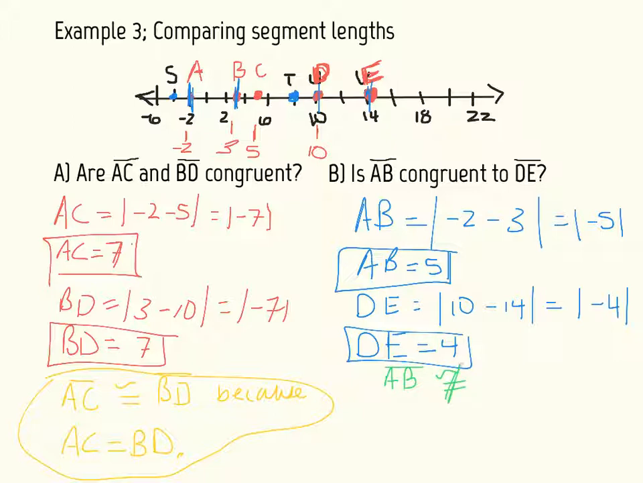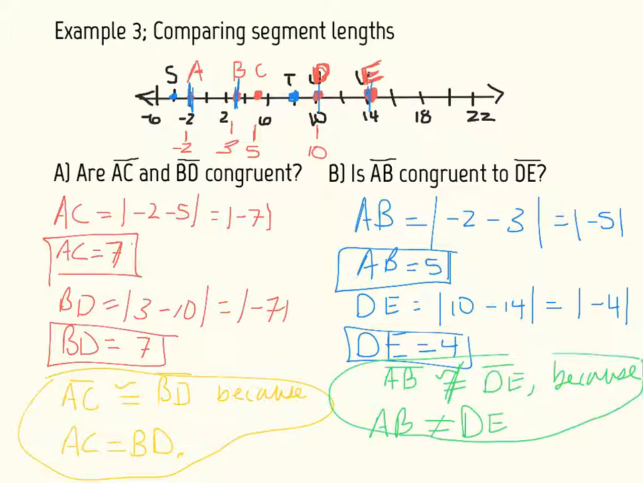Since they are not the same, what we can say is AB, the segment AB, is not congruent to, so just put a slash through it, DE, segment DE. And that is because AB does not equal DE. Okay, so be careful of how you are writing it. That is different, so you need to make sure you're doing it right based on the question.